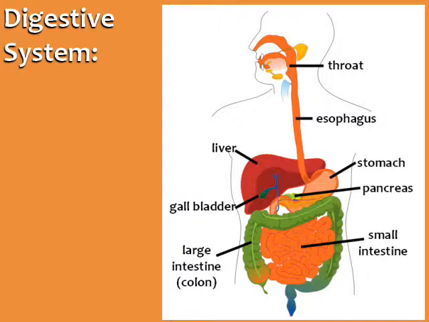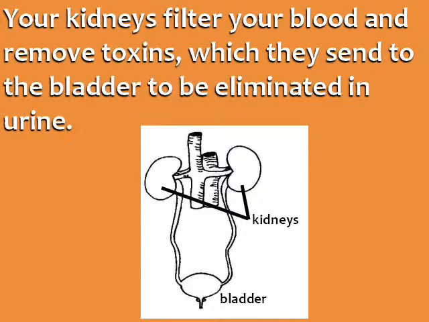The liver has a variety of functions, and the gallbladder stores a substance that helps in digestion. Your kidneys filter your blood and remove toxins, which they send to the bladder to be eliminated in urine.